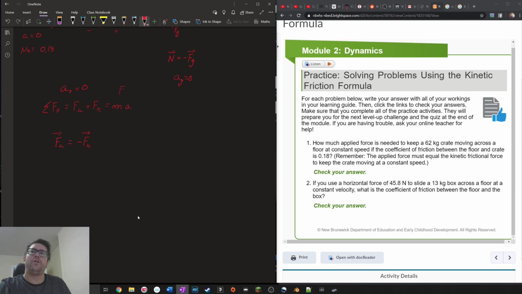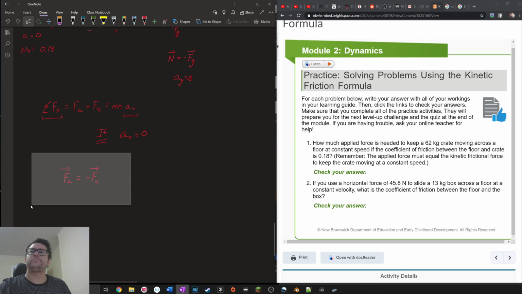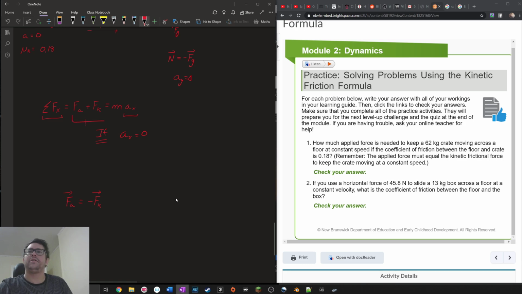MA, right? If this is FR as a result, then this is MAR. We'll call it AX because the total of the forces in X will create an acceleration for the mobile in X. In this case, AX is 0. If AX is 0, then we're going to take this part here and write that FA plus FK is equal to M times 0. Then M times 0 is 0, and you get FA plus Fk equals 0.